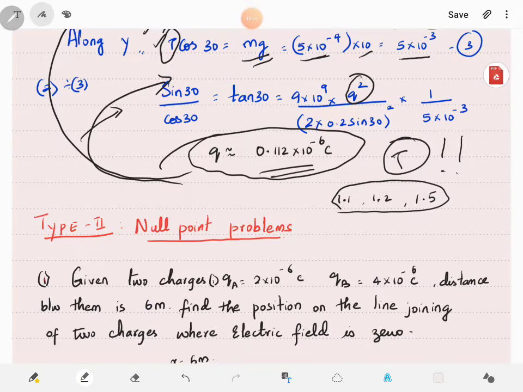Type 2 problems are based upon null point problems. These are a very important category. They have been asked multiple times in your board exams.